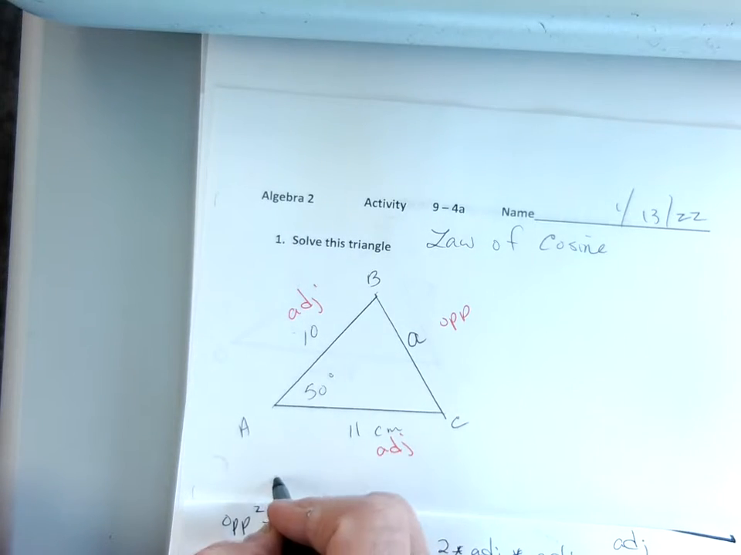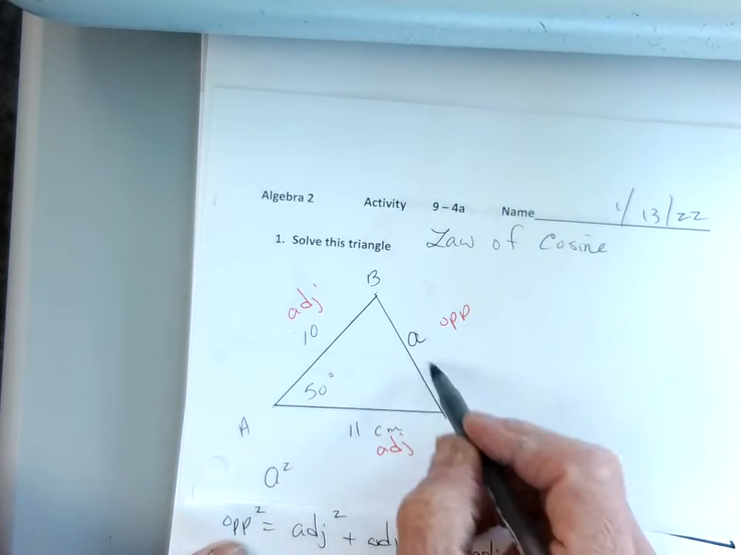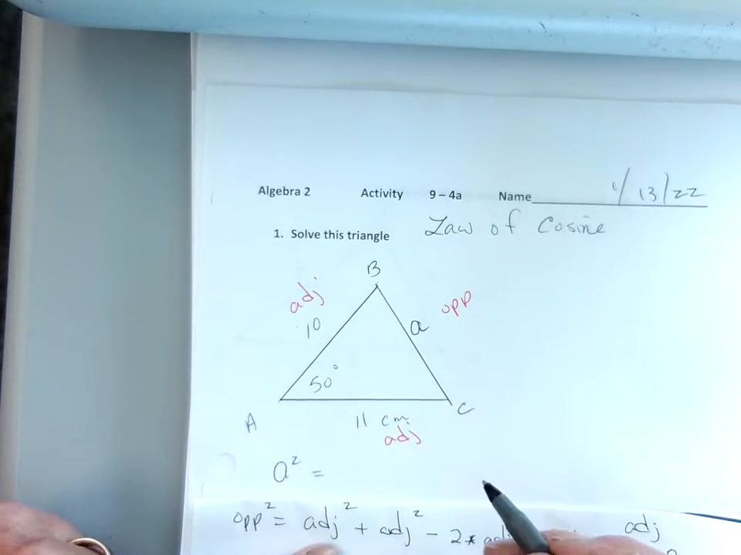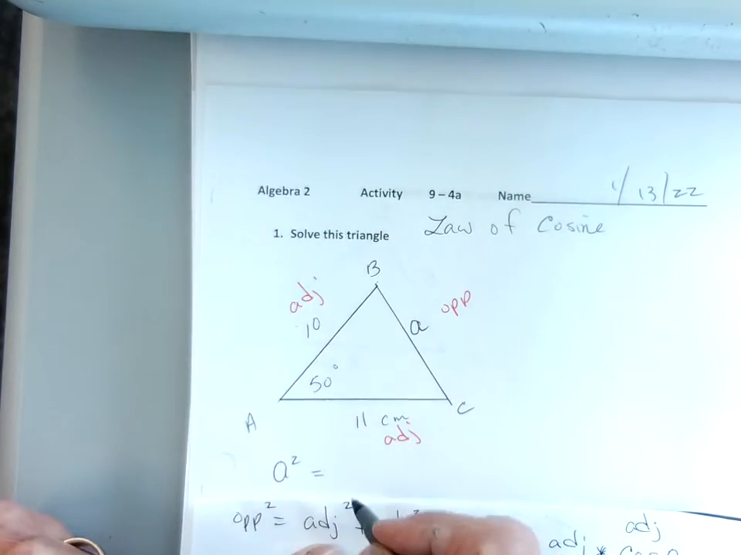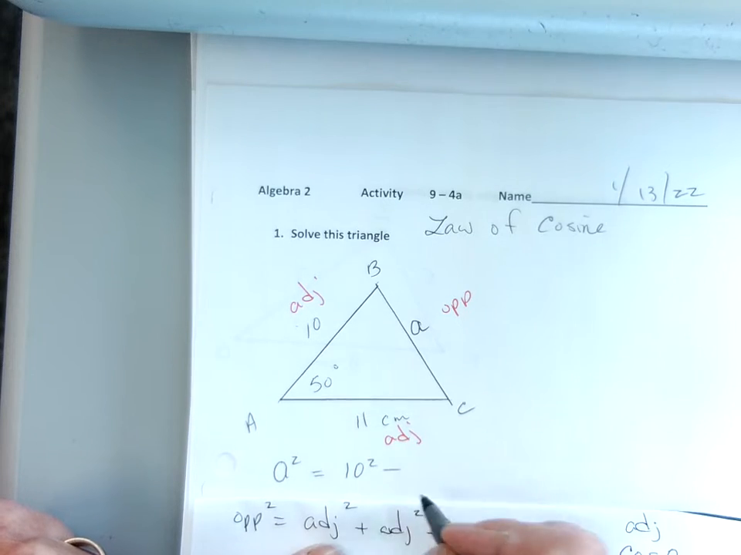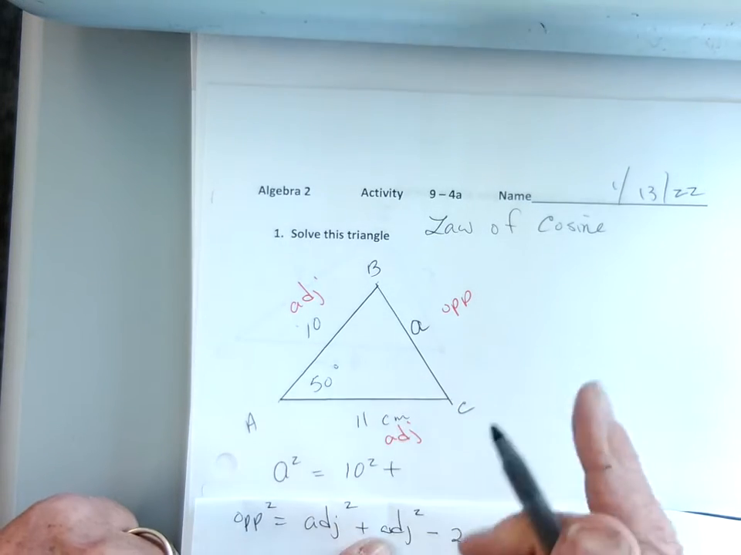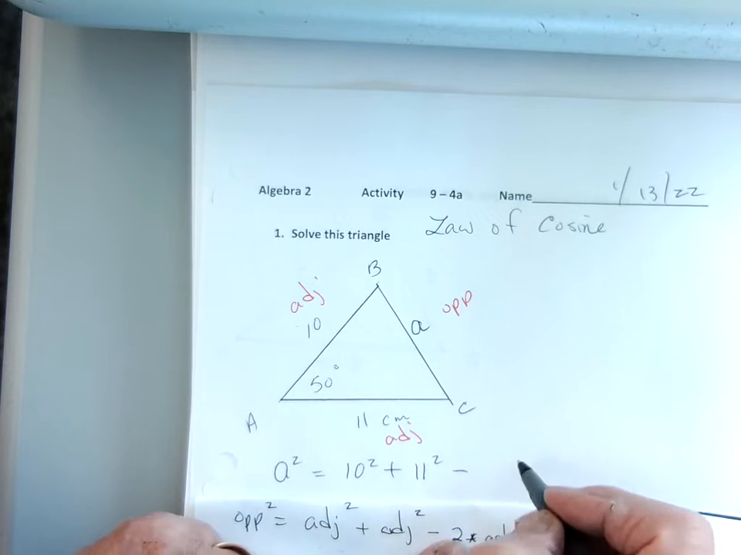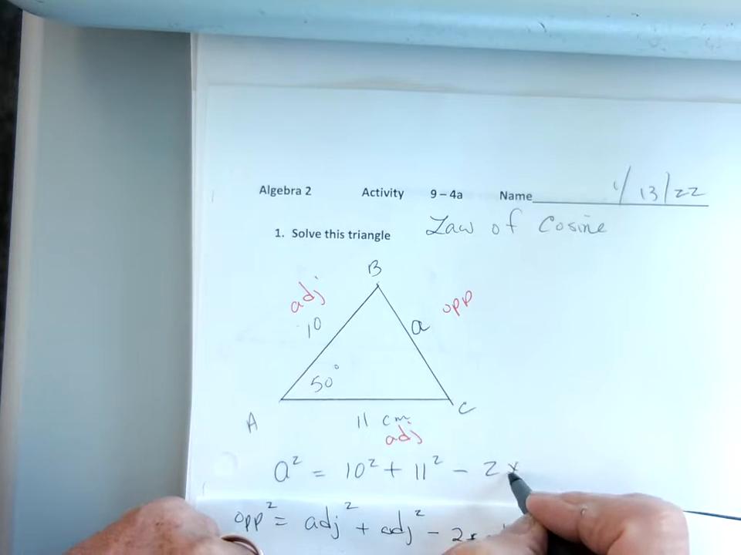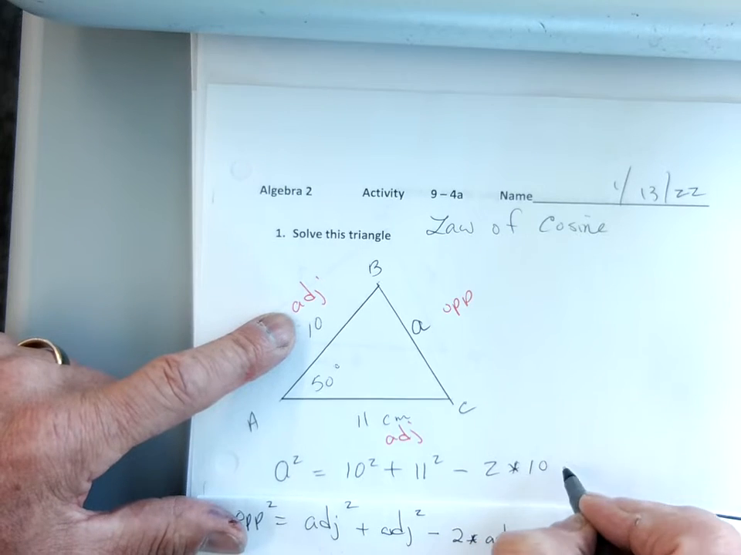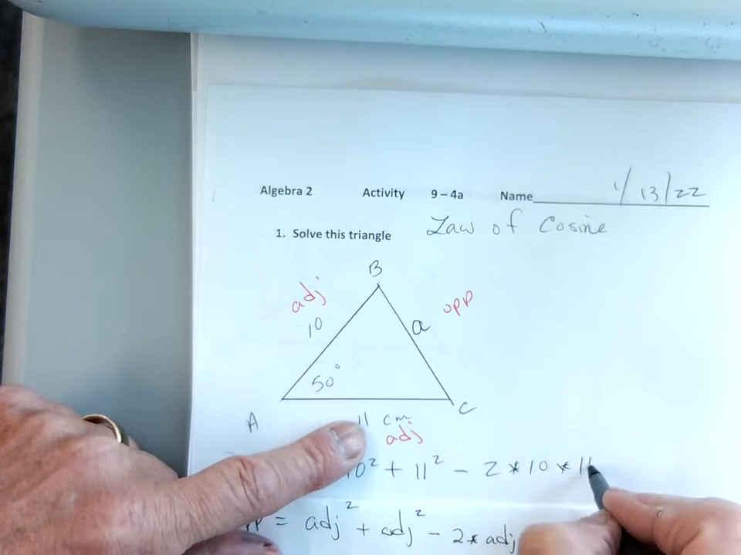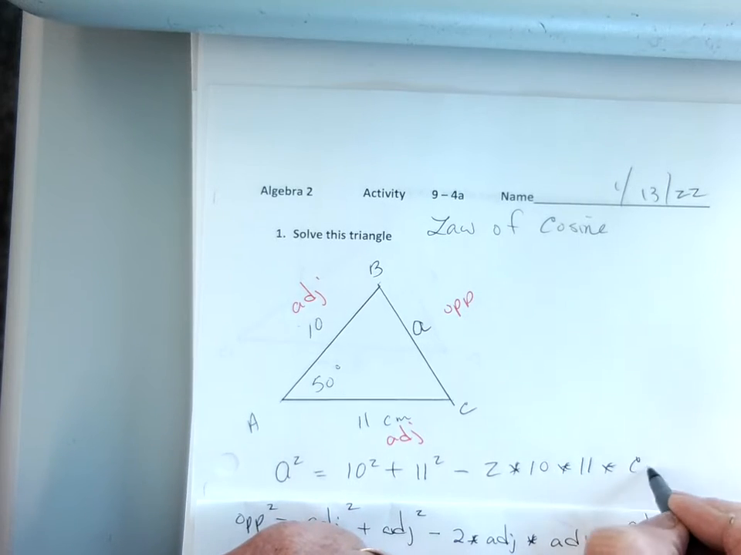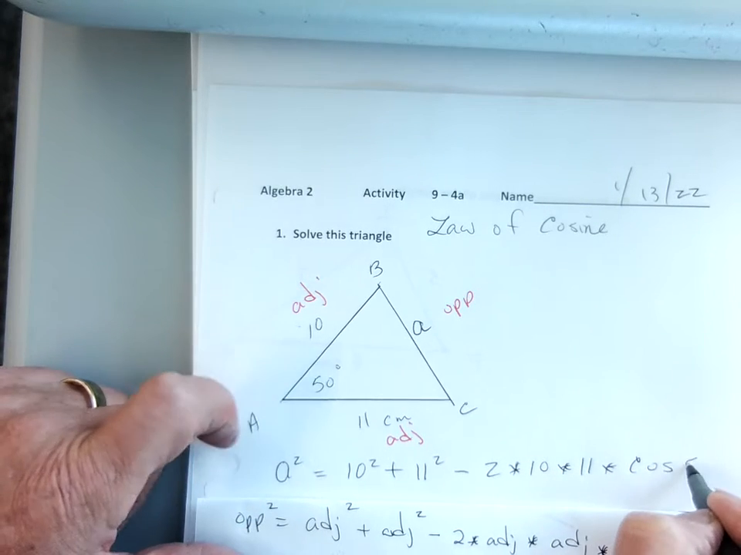So I'm going to go a squared, right? Because that's the name of the opposite side. Call it a squared. Equals my adjacent squared, well, that's 10, plus my other adjacent squared, which is 11, minus 2. 2's in the formula. Times my adjacent, which is my 10, times my other adjacent, which is 11, times the cosine, law of cosines, cosine, not sine, cosine of my angle, okay?